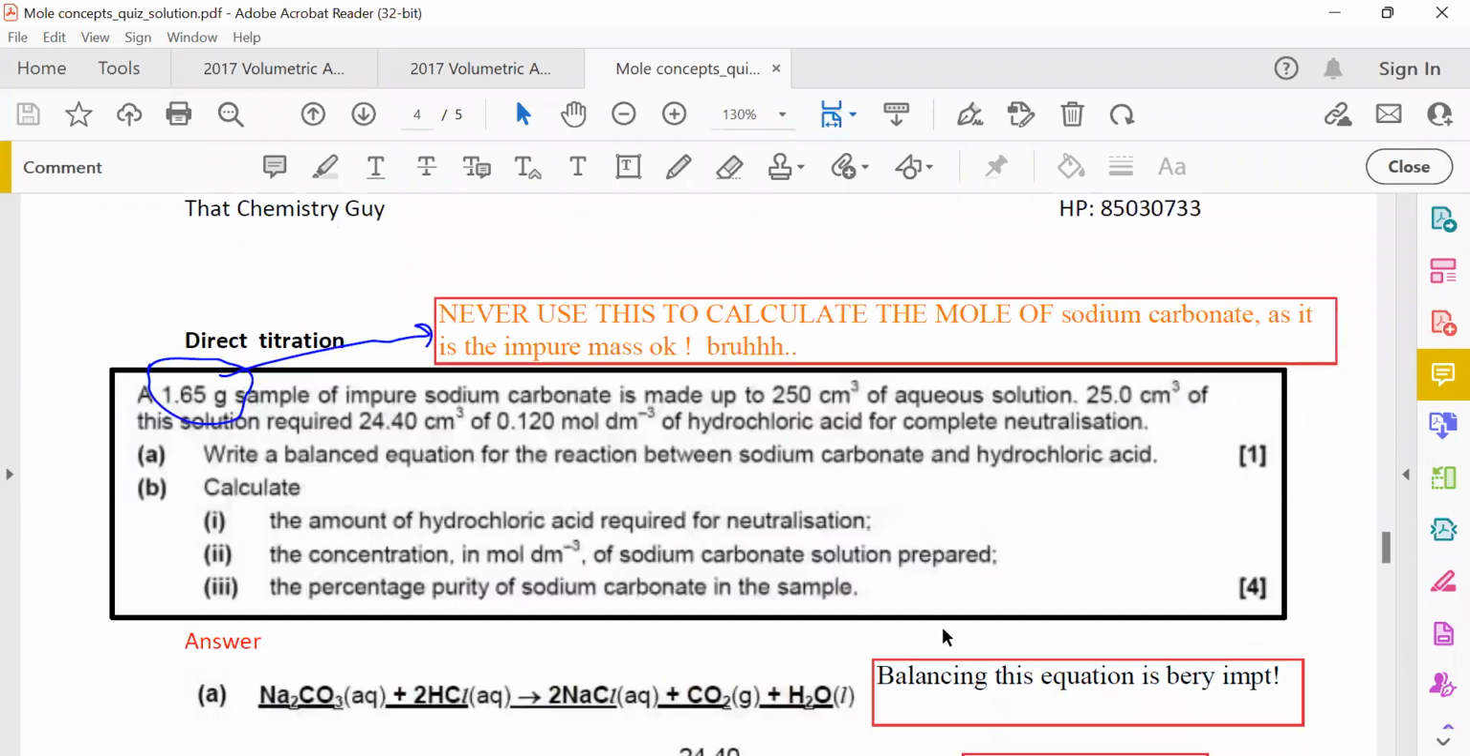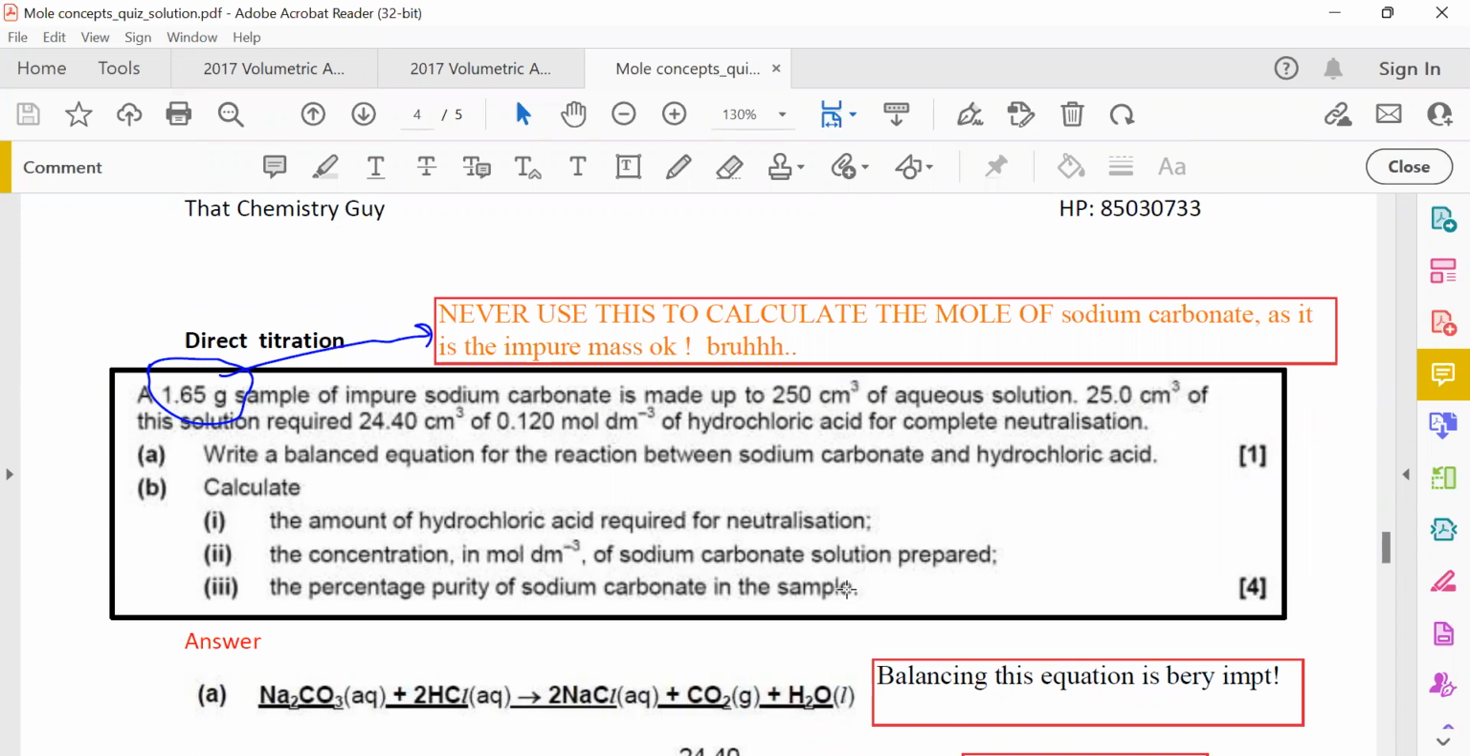This question is not hard. It's for you to calculate the percentage purity through a direct titration. How do you know whether it is a back or direct titration? You just need to read the questions.